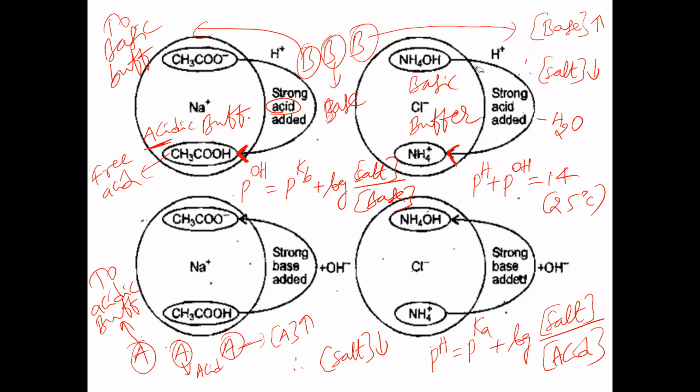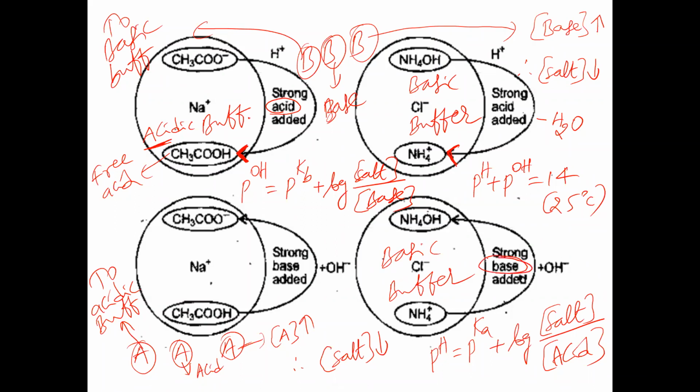H plus or OH minus is added, we have to check. H plus means strong acid. Now you check this one. NH4OH and NH4Cl. The combination of NH4OH and NH4Cl is a basic buffer. To this basic buffer, what is added here? See, a strong base is added here.